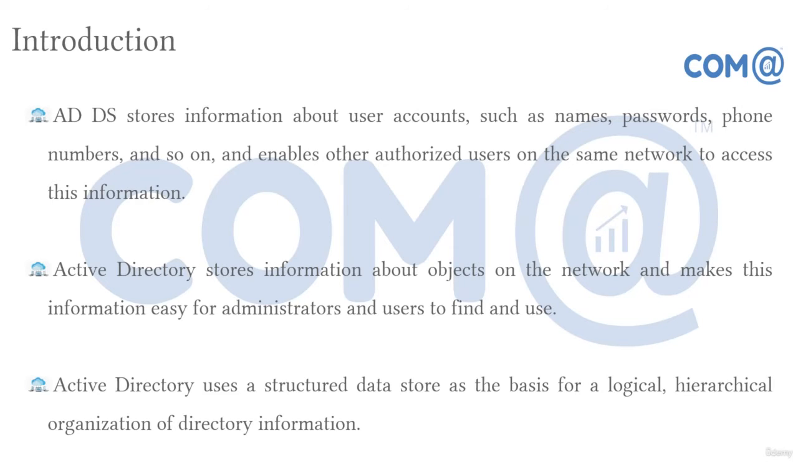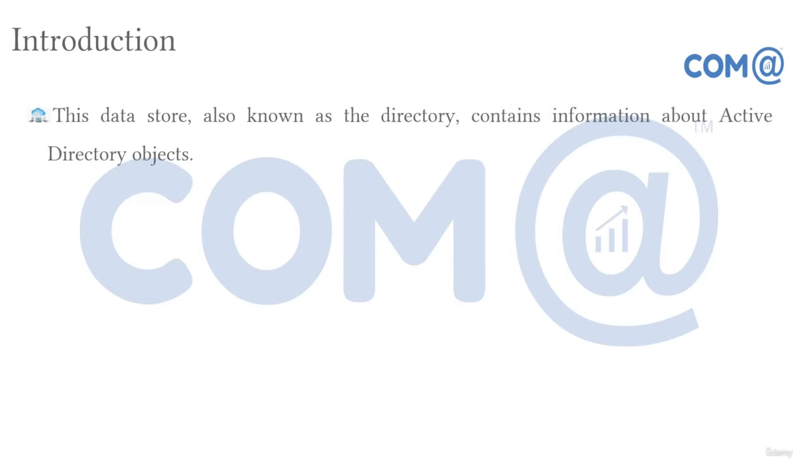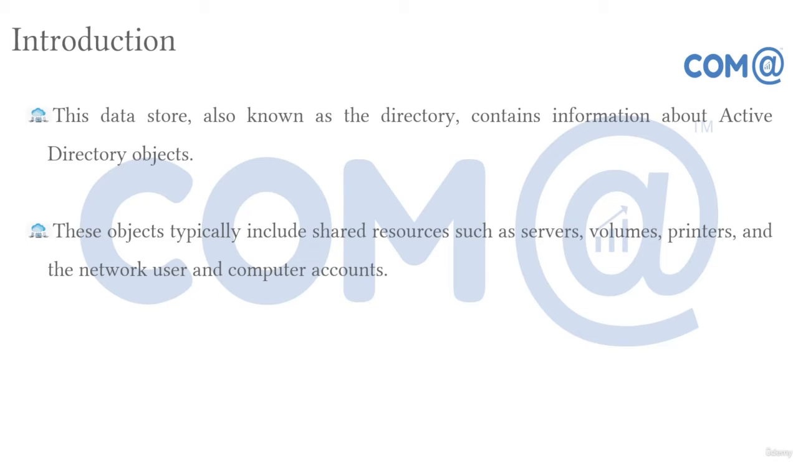of directory information. And this particular data store is also known as the directory, and that contains the information about the Active Directory objects. And these objects typically include the shared resources such as the servers, volumes, printers, and the network user and computer accounts, etc.